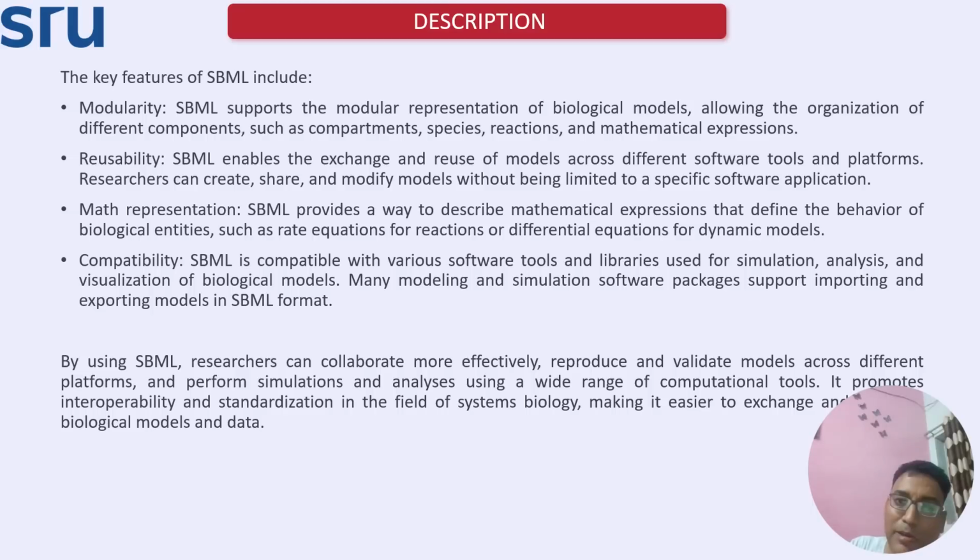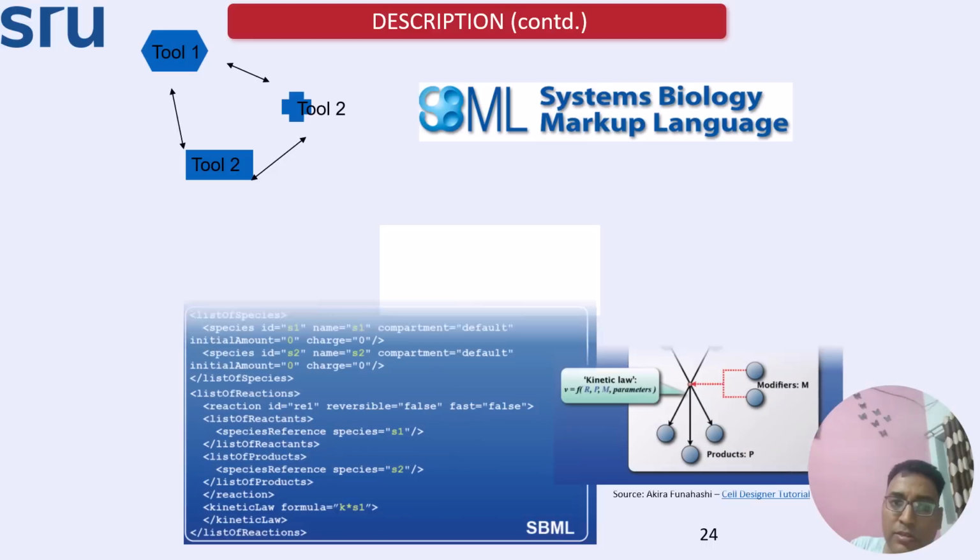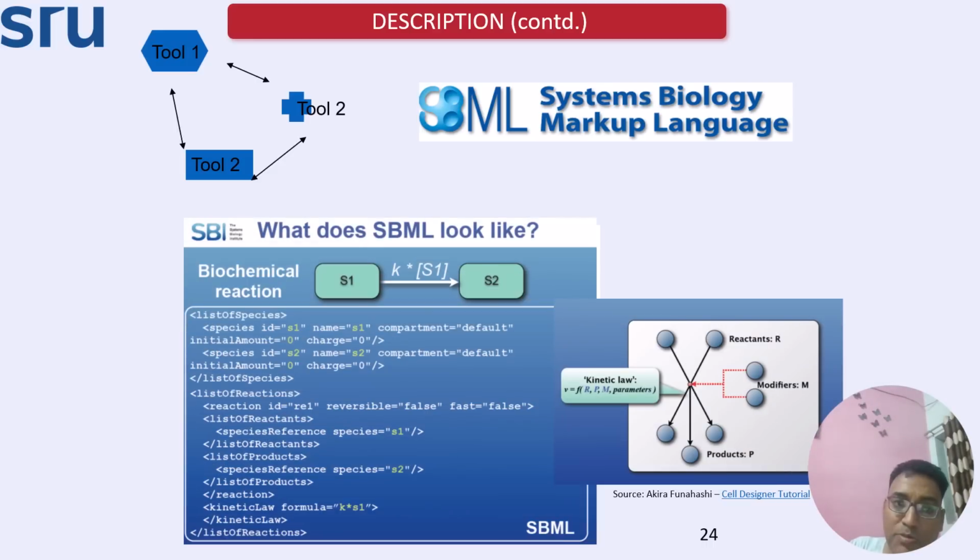Okay, compatibility. It is easily compatible with various tools and libraries, so you can always extend your knowledge across various resources and software library packages. See, SBML goes like this: list of species, slash list of species. Just like in XML there was body, slash body, and in between the source code for the body. Exactly the same thing works out here.